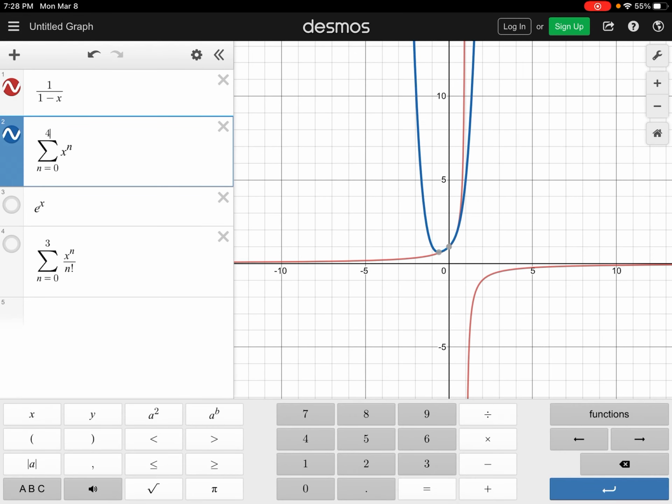As I take that series and increase the number of terms so that it gets bigger and bigger, the two graphs become more and more alike. So for example, n equals 5, then n equals 6, 7, 8, and so on. You can see, so long as you're between -1 and 1, the two graphs are almost identical to each other. The red graph is basically hugging the blue graph, so they are pretty much equivalent.